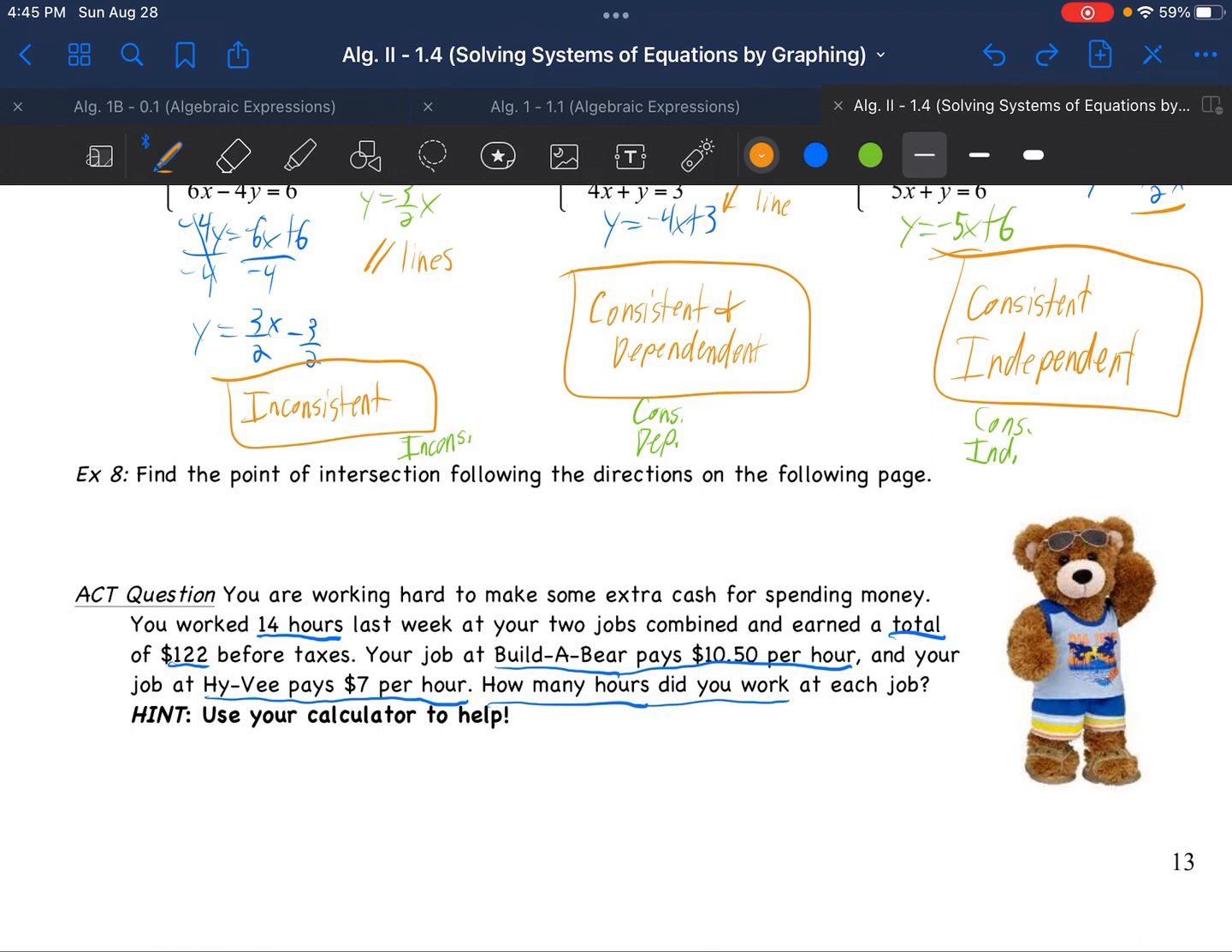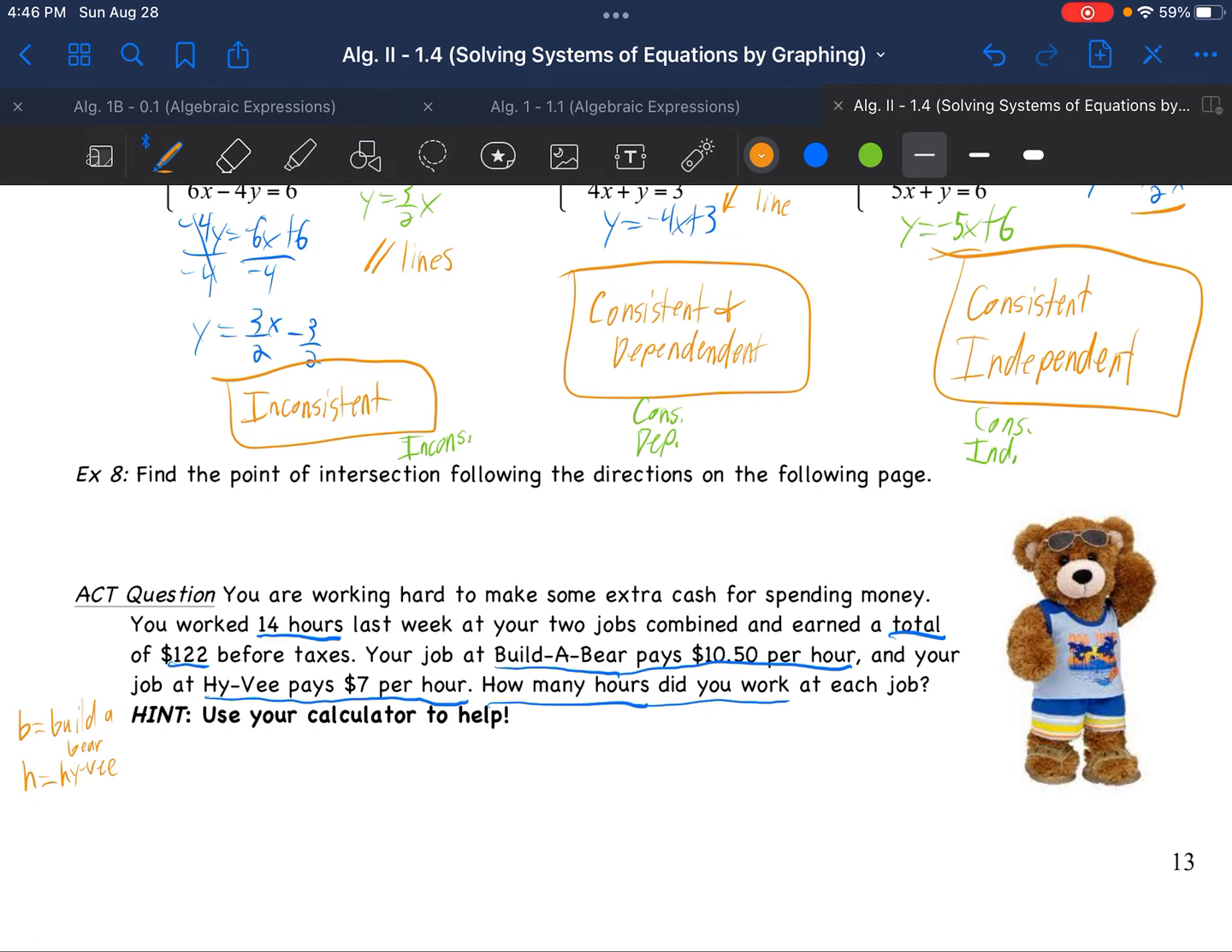Because we already know the total hours is 14. What we want to know is how many for each. So those are going to be our 2 variables, what we're trying to find. We want to know the hours at Build-A-Bear as well as the hours at Hy-Vee. So let's call the hours at Build-A-Bear B, and let's call H the hours at Hy-Vee.